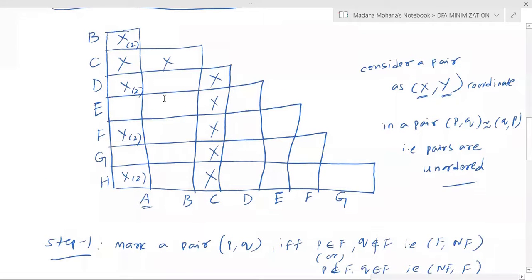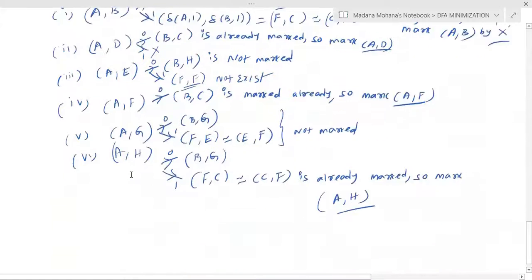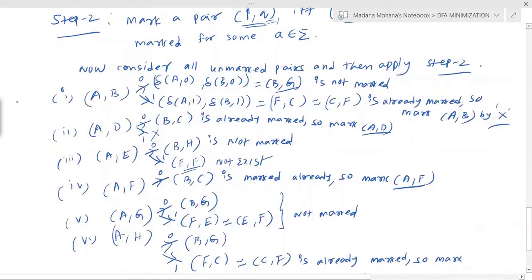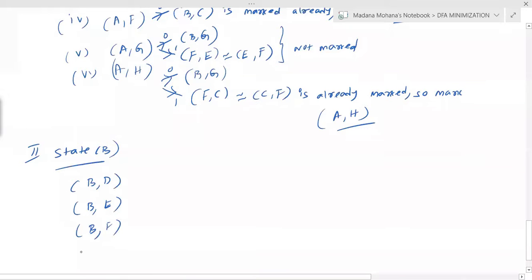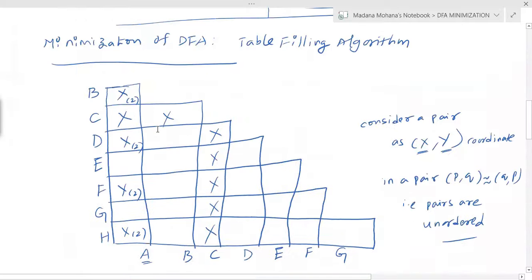Next, B with the D, E, F, G, H combinations except BC. So now this is for state A combination. Next you can take state B combination. Here you will get BC already marked. Remaining, all you can take: BD, BE, then BF, then BG, then BH. With B combination, these are all the pairs which are unmarked: BD, BE, BF, BG, BH.